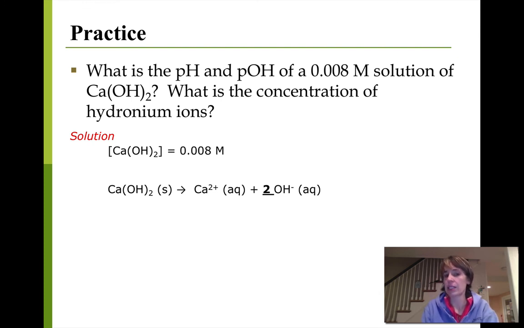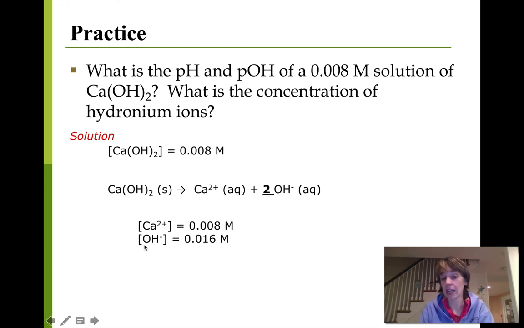Last time we looked at a basic solution, we assumed the molarity of the solution is the same as the molarity of the hydroxide ions. In this case, we can't do that exactly because calcium hydroxide has two hydroxides in it. When it dissolves, every unit of calcium hydroxide, as it splits apart, creates a calcium and two hydroxides. So the equilibrium concentration of the hydroxide is double the 0.008, because there are two hydroxides for every one calcium hydroxide.